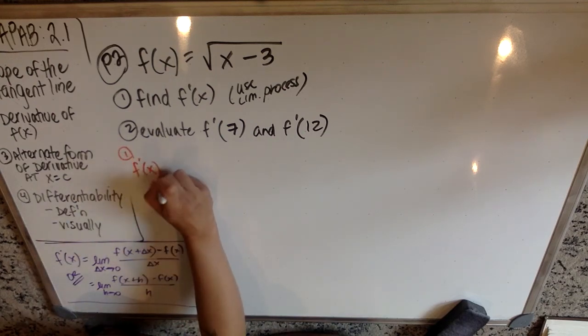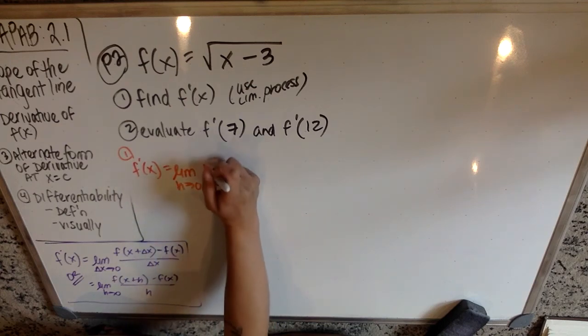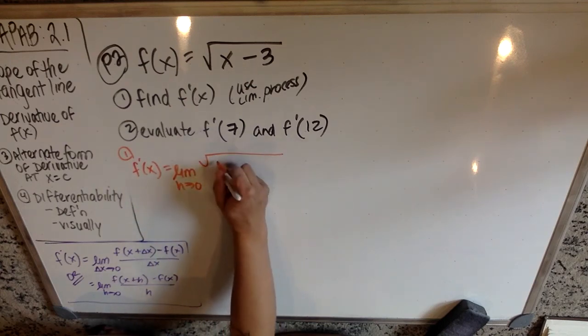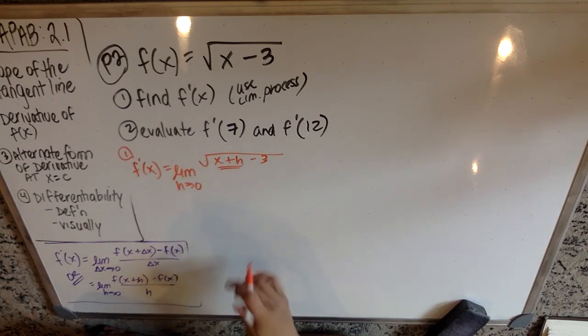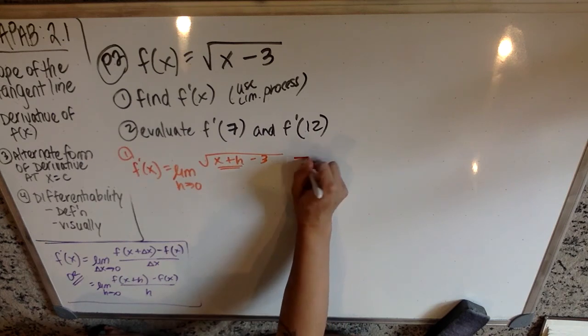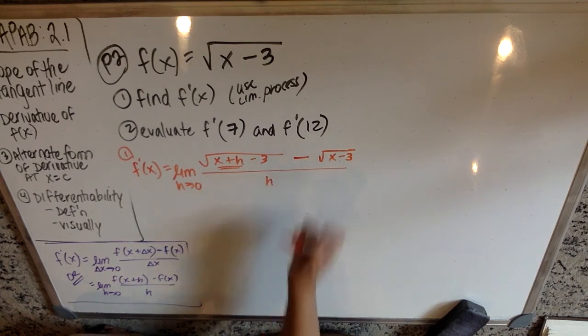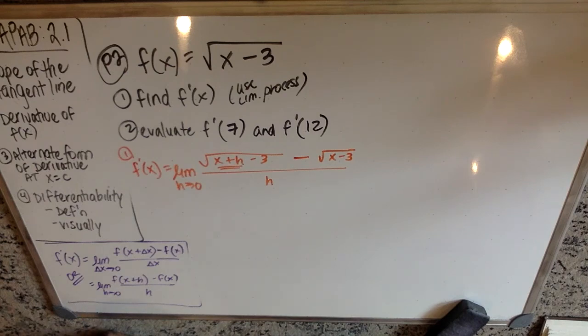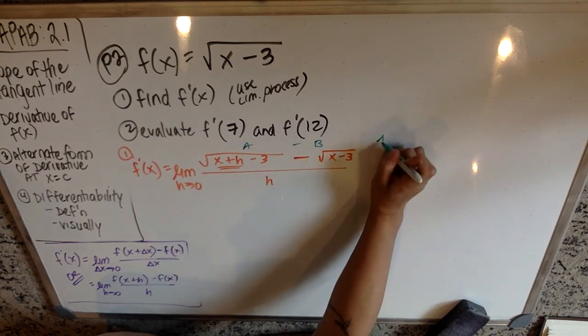So I'm going to use h again because I'm just totally lazy. So my f of x plus h is going to be the square root of x plus h minus 3, because anywhere there was an x, I now replace it with the quantity x plus h, minus the square root of x minus 3, right, all over an h. So I'm going to create that difference of squares, right? I have an a minus b, and I'm going to multiply by a plus b.